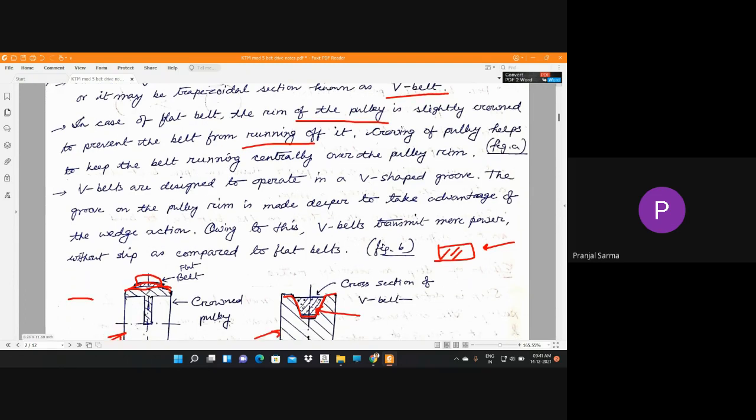Otherwise, as you increase the speed, there is a high chance that if there is no crowning of the pulley, the belt will slip to this side or that side and fall off or run off the pulley. That is not desired.